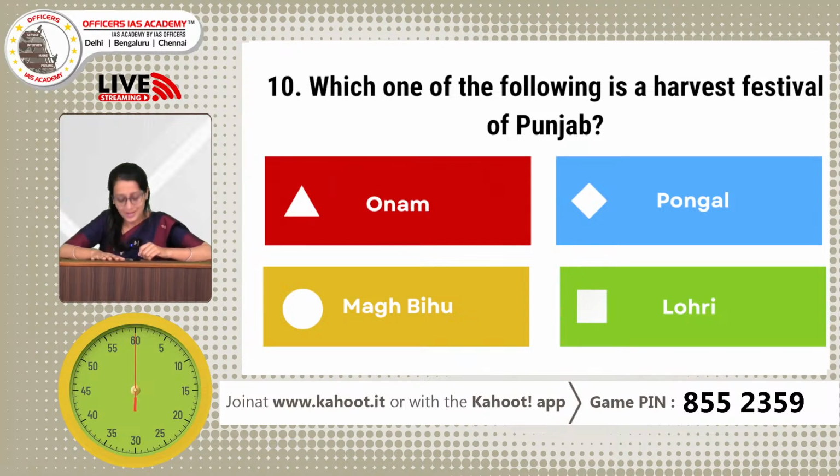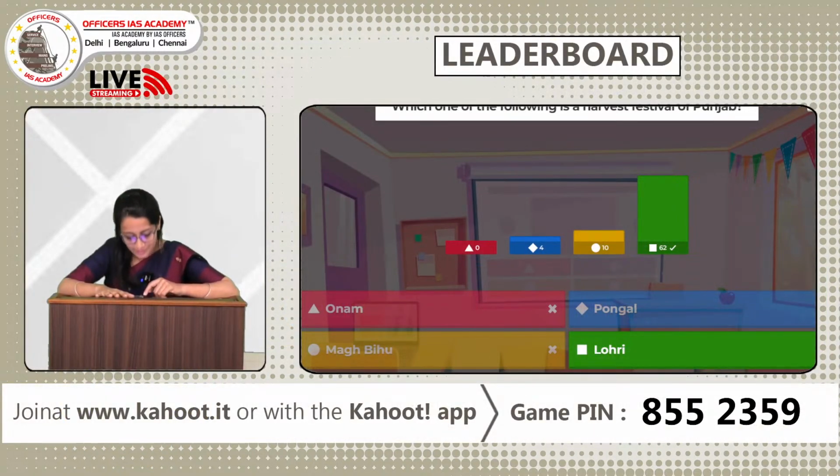We have the last 5 seconds left for the question, and the time gets over, and the answer is Lohri. So we all know Onam belongs to the state of Kerala, Pongal, Tamil Nadu. So Lohri is a harvest festival which is related to Punjab. It is celebrated to mark the end of winter. This is associated with the legendary character Dulla Bhatti, who was known for rescuing girls and arranging their marriages.